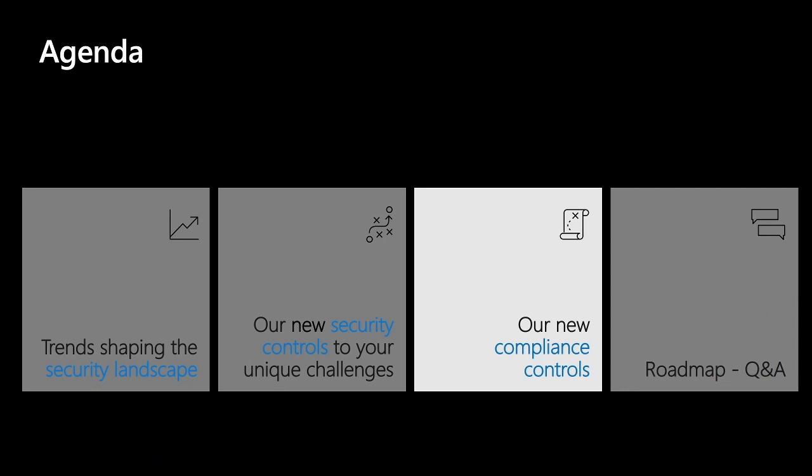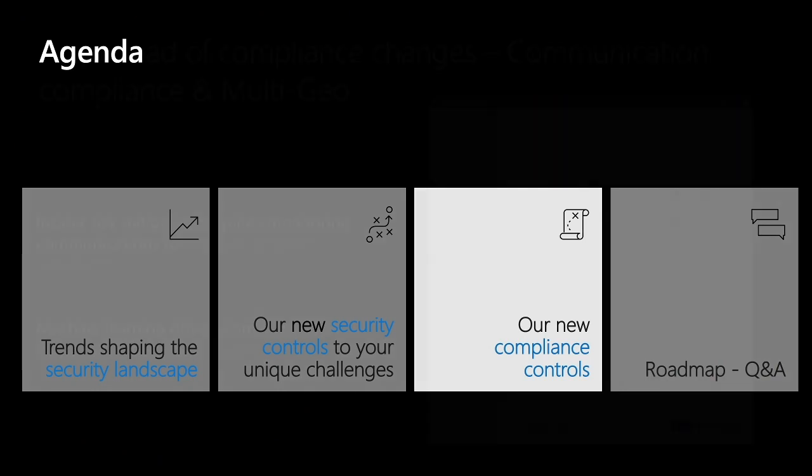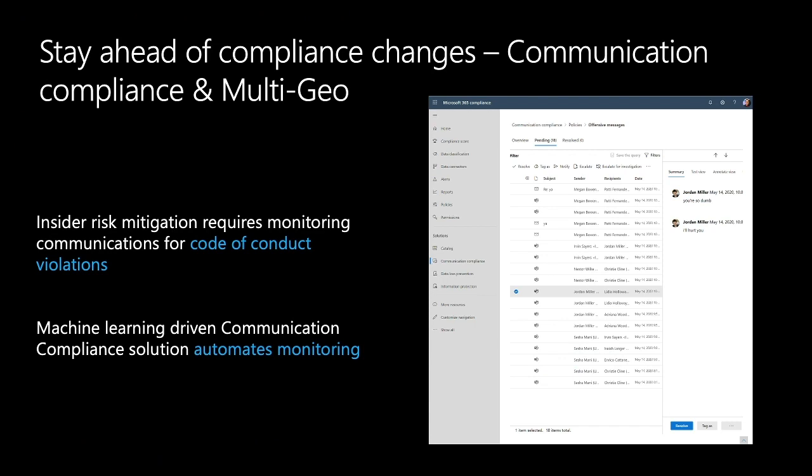In this one, I'm going to start with two major compliance features. One is communication compliance and multi-geo is the second one. In the context of communication compliance, as you know, insider risk management is becoming a top concern for information security professionals. This requires monitoring the communications that happen in your organization, and doing it manually is a very resource intensive and expensive operation. This is where communication compliance policies in Microsoft 365 help you to automate some of these monitoring capabilities.